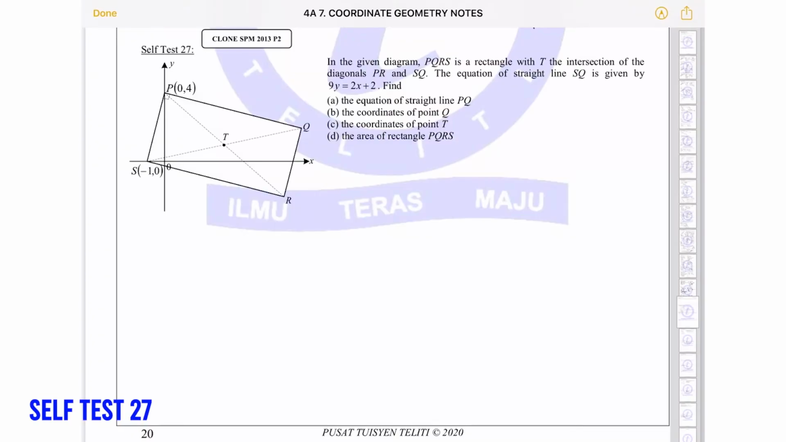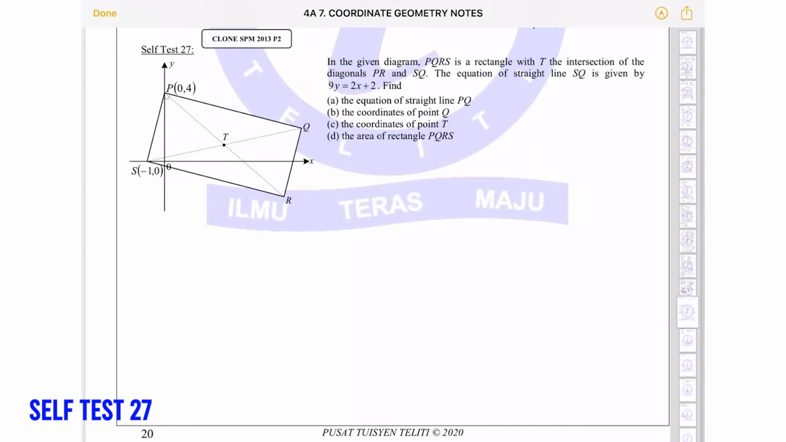Okay? Okay, for self-test 27, the diagram shows PQRS, and T is the intersection between the diagonals, so it's the midpoint of the two diagonals. So the equation of straight line SQ is given. We are finding the equation of straight line PQ.